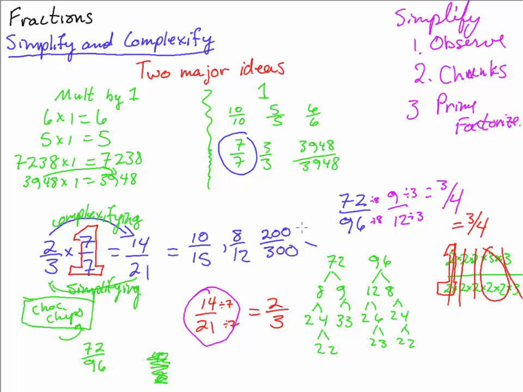You can do it by simple observation, you can do it by pieces, or you can do it by prime factorization. Simplification pulls it down to the simplest form so you can communicate with everybody, because every single fraction can be complexified into a billion different numbers. All you do is times top and bottom by the same thing, and you can get any version of that number you want.